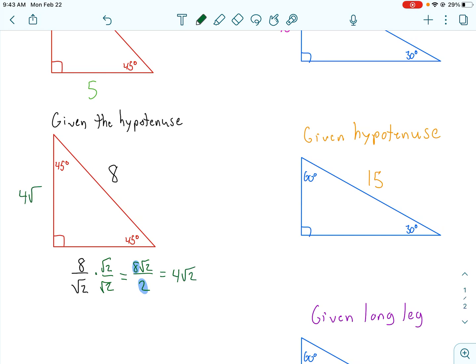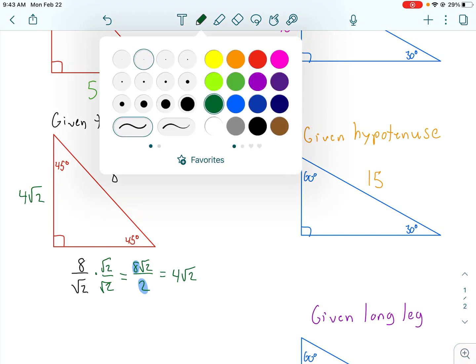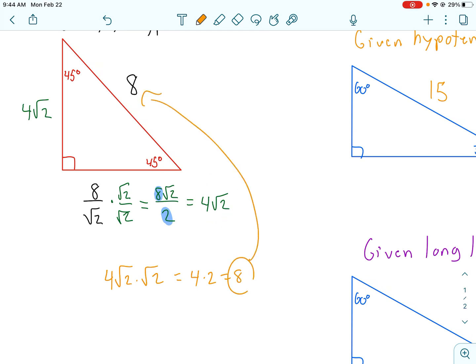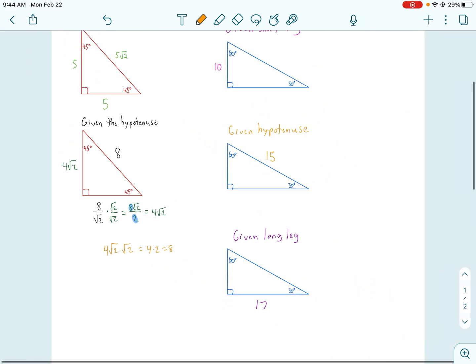That means our other leg is automatically 4 radical 2 because the legs are equal in a 45-45-90 triangle. Okay? You could always check your answer if you wanted. Remember, to get from a leg to the hypotenuse, you multiply by radical 2. So we could do 4 radical 2 times radical 2. This is just a check. You wouldn't necessarily have to do this. I'm just showing you. Radical 2 times radical 2 is 2. So you get 4 times 2, which is in fact 8. So now you can see if we did radical 2 times our leg, we get the hypotenuse like we're supposed to.